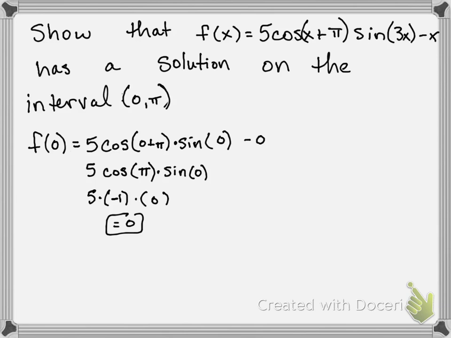But if you wanted to verify, since we need practice with our trig, if you were taking the AP test, they'd probably want you to do this too. So f at pi. Now we're going to plug pi in for all those x's that we have. So 5 cosine of pi plus pi, times the sine at pi, minus pi.